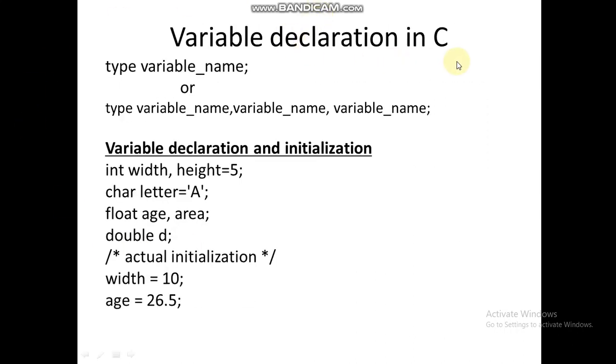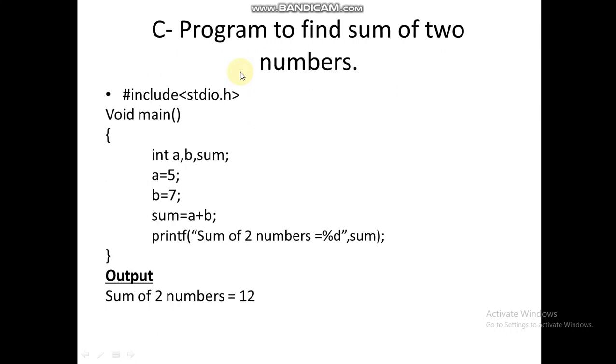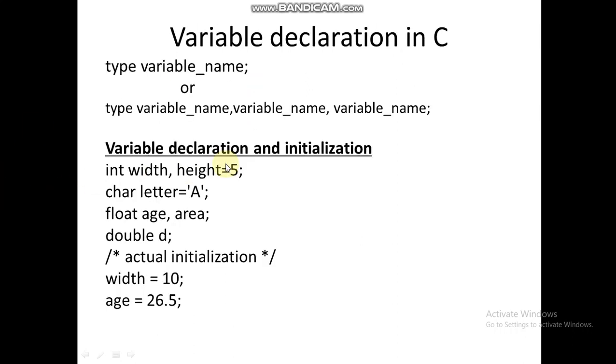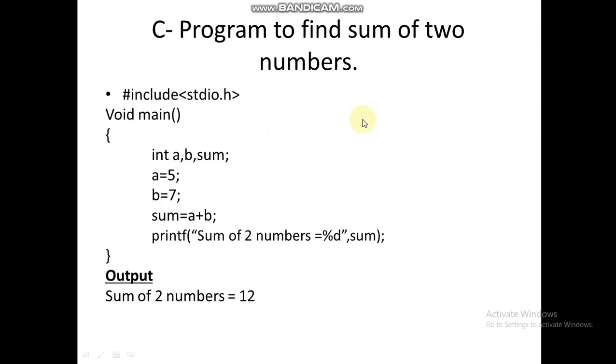Variable declaration in C. How do you declare a variable? Data type, then variable name. For example, here the data type is int, and these are all the variables. Whether one variable, two variables or any number of variables: type, variable name, variable name, variable name, like this. You can write any number of variables. This is the data type, whether it is an integer, float or character.